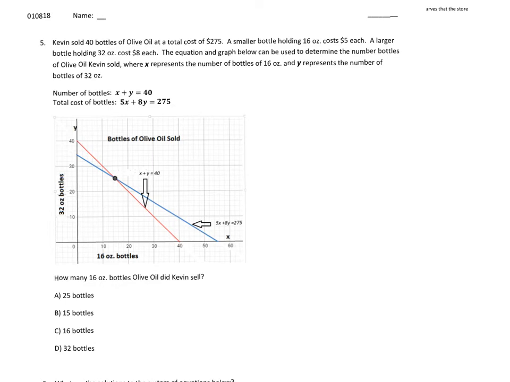Hi, good morning. This is a review for Unit 7, and we are working on number 5 at the moment. Okay, let's review problem number 5, okay? And let me read it for you.